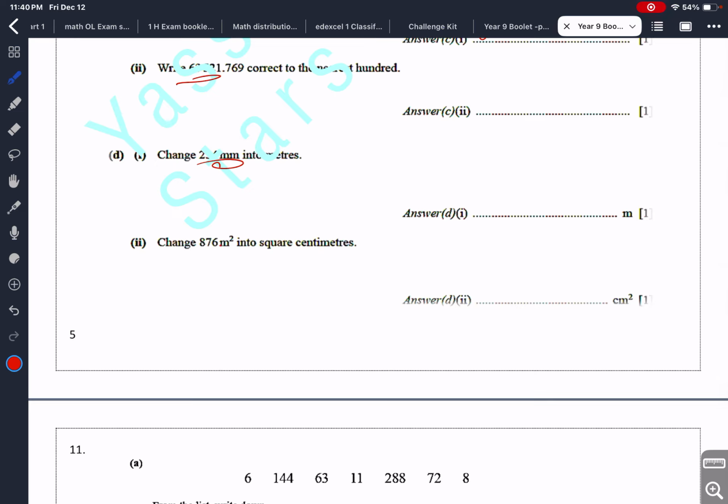Change 876 meters squared into square centimeters. Guys, this is one mark, and we need to know how to convert it, because we're going to use it in physics too, how to convert meters into centimeters. 1 meter for me is 100 centimeters, right or not? 1 meter is 100 centimeters. Now I want to convert it to a squared unit, so I'm going to square this part and this part. So 1 m squared is equal to 100 to the power 2, which will be 10,000.